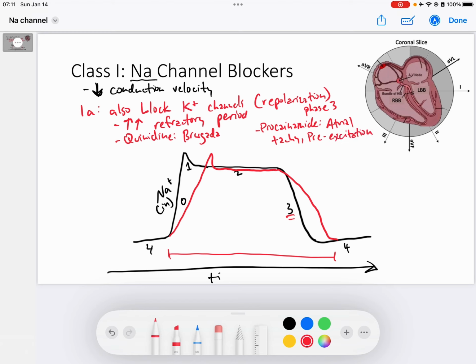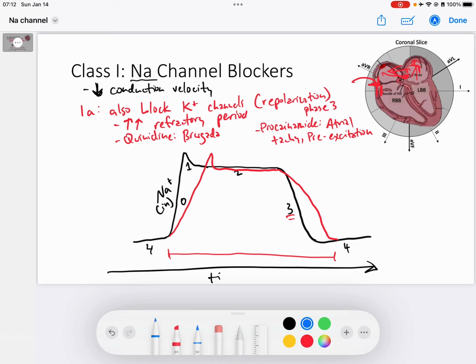And as you can imagine, if I look over here at my heart in the upper right-hand corner, if I have a pre-excitation syndrome where I have some communication between my atria and my ventricles, well, if I block the conduction velocity, I'm going to slow the conduction through that accessory pathway. Similarly, if I have an atrial tachyarrhythmia like atrial fibrillation, I can suppress these reentry pathways by decreasing the conduction velocity. And if I selectively decrease the conduction velocity, then I might be able to terminate that AFib. And so those are my class 1A medications.